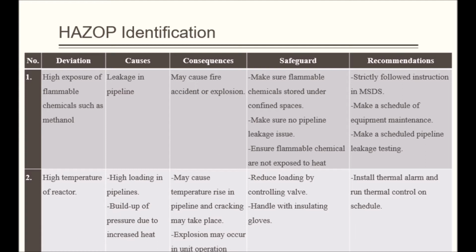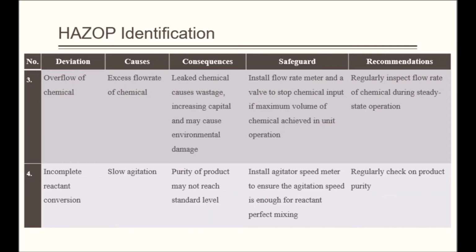Furthermore, explosion may occur in unit operation, therefore we have to reduce loading by controlling the valve and handle with insulating gloves. The third deviation is the overflow of chemical, which may cause excess flow rate of chemical. Excess chemical causes wastage, increasing capital, and may cause environmental damage. The safeguard for this deviation is to install a flow rate meter and a valve to stop chemical input if the maximum volume of chemical is reached in the unit operation.